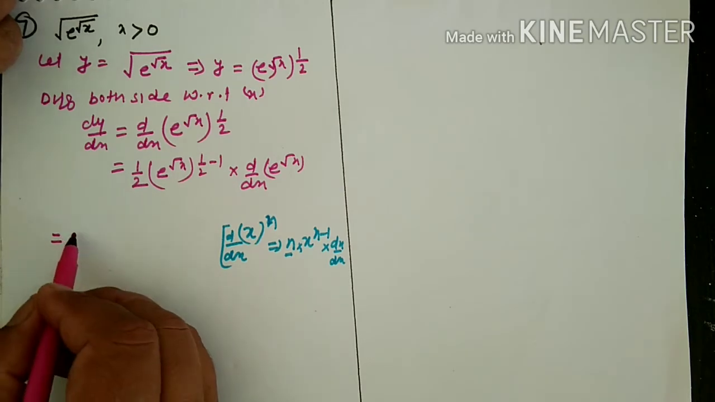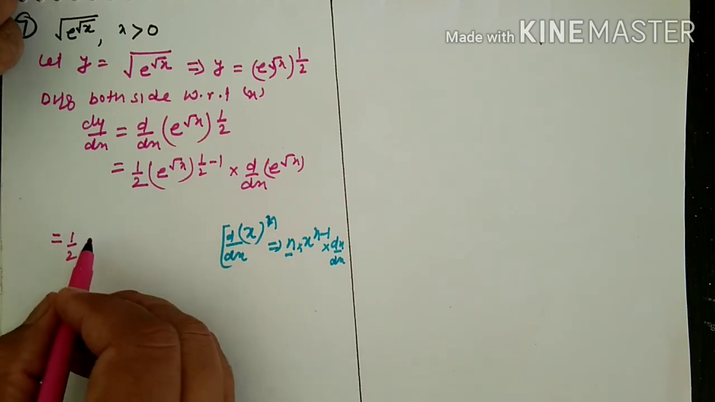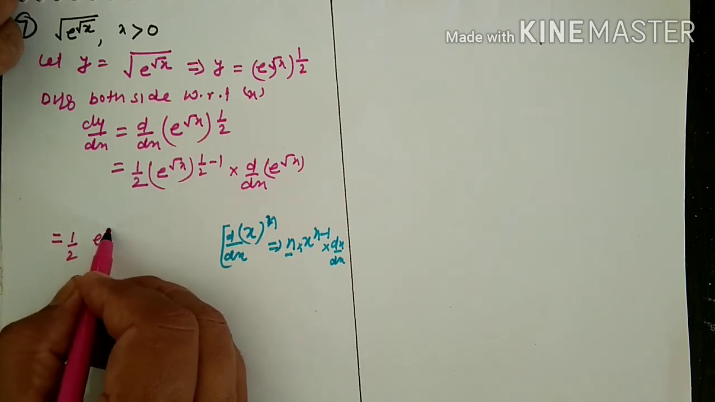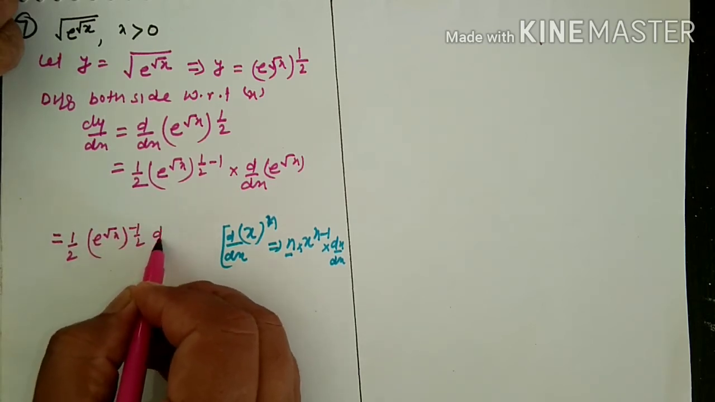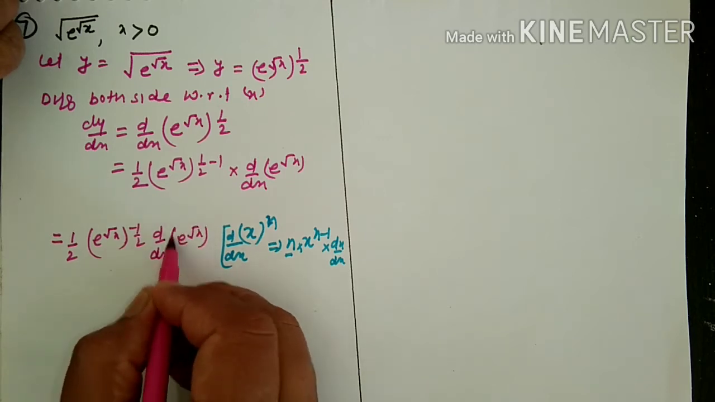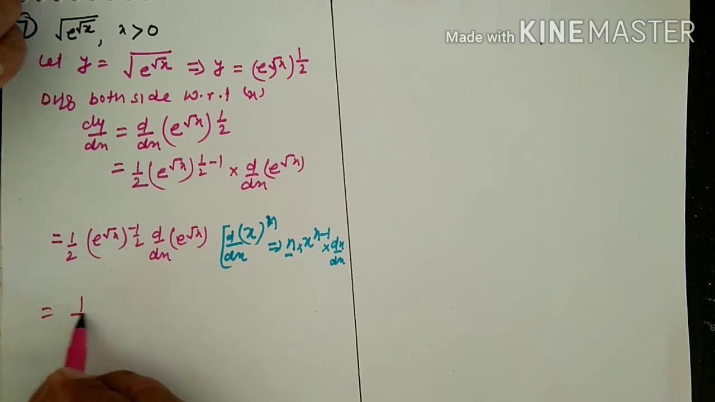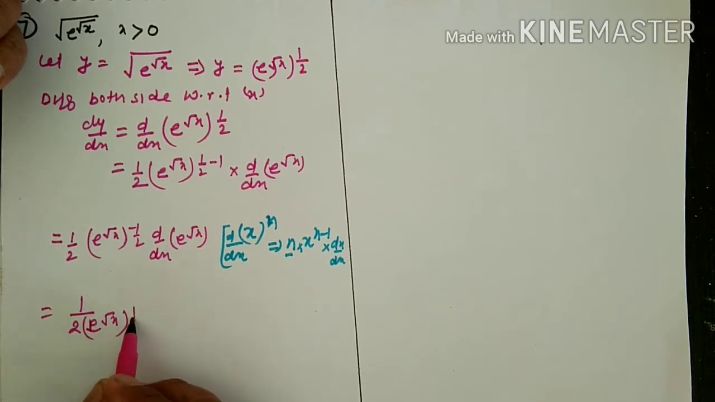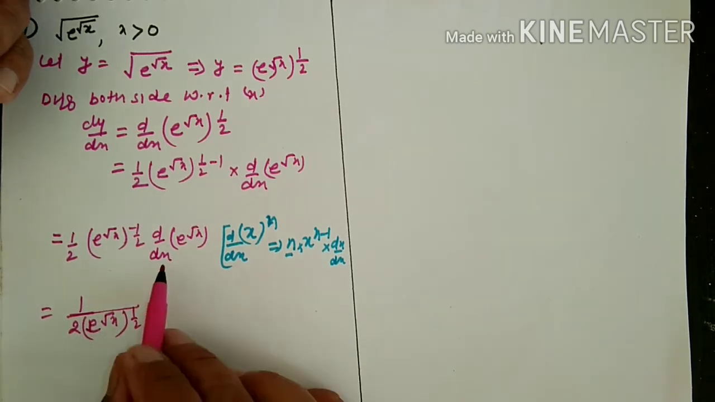1 upon 2, and it can be written as e to the power root x, to the power minus 1 upon 2, and d upon dx e to the power root x. Clear? Okay, so further it can be written as 1 upon 2 and e to the power root x to the power plus 1 upon 2. Clear? Because the minus goes to the denominator and becomes plus.